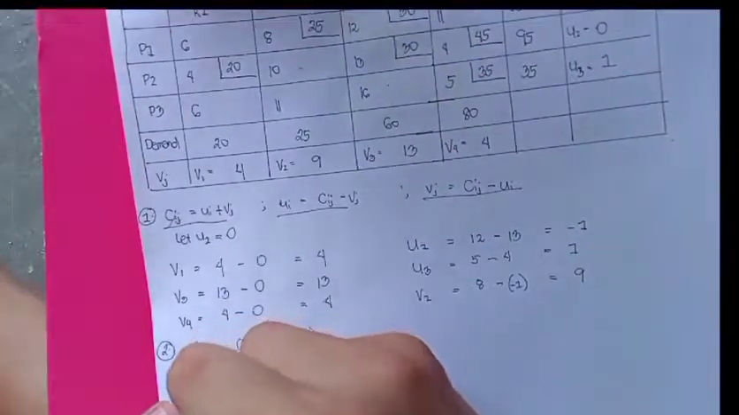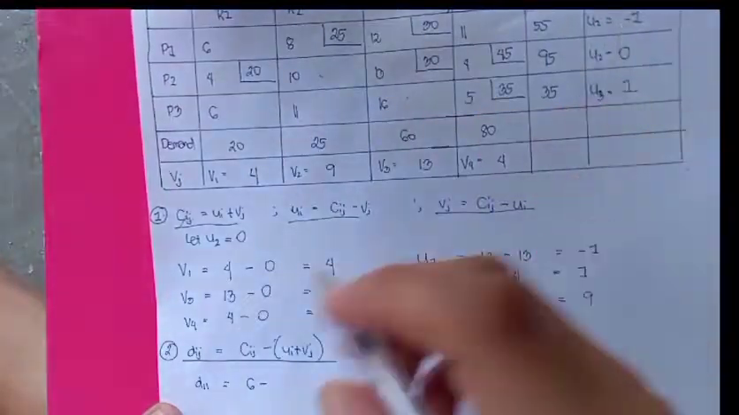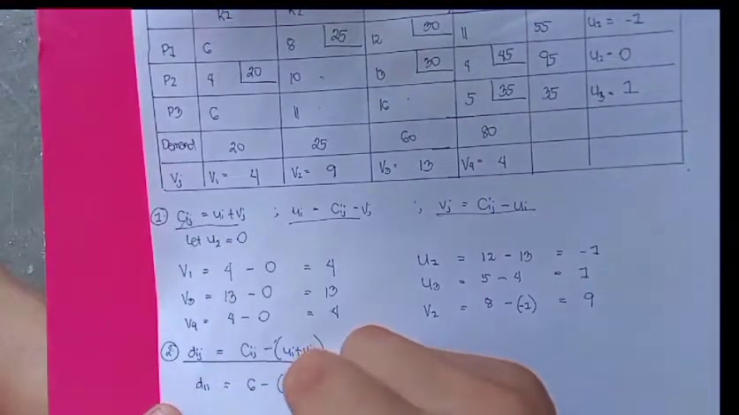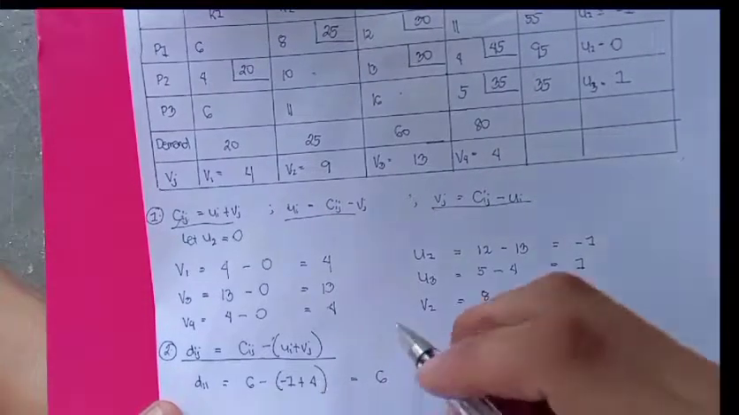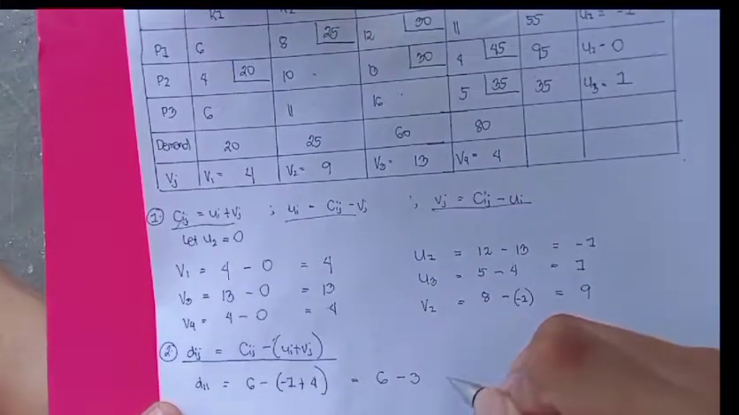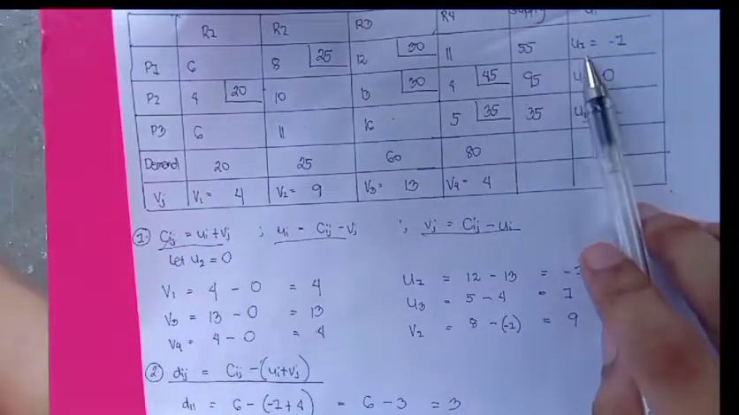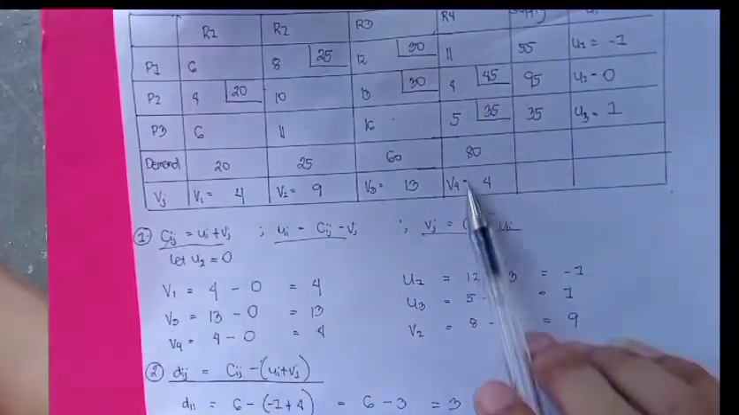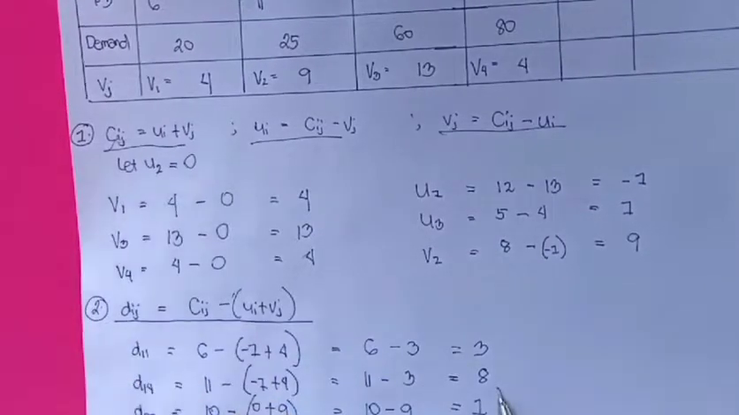So we'll start here with D11. In D11, the Cij is 6 and the Ui is negative 1, plus Vj is 4. So 6 minus negative 1 plus 4 is equal to 3. So 6 minus 3 is equal to 3. Next is D14. The Cij is 11, minus our Ui is negative 1 plus our Vj is 4. So 11 minus negative 1 plus 4 is equal to 3. So 11 minus 3 is equal to 8.